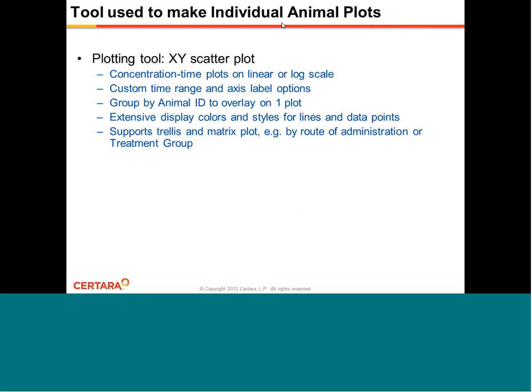The Phoenix tool used to make individual animal plots is the plotting tool, specifically the XY scatter plot. This allows you to do concentration time plots on linear or log scale, do custom time range as well as axis label options, group by animal ID to overlay them on one plot, and you have extensive display colors and styles for lines and data points. It also supports trellis and matrix plots. For example, you can separate out plots by route of administration or treatment group.